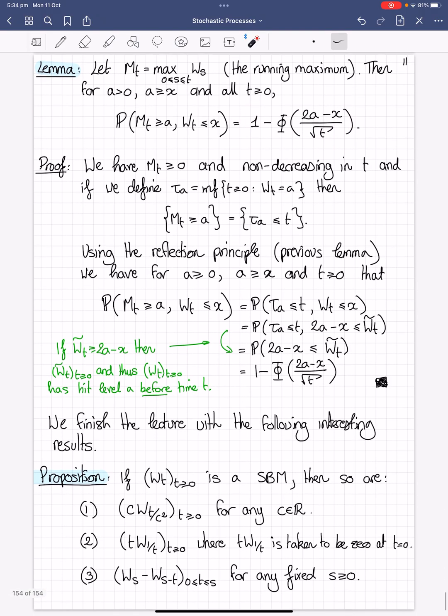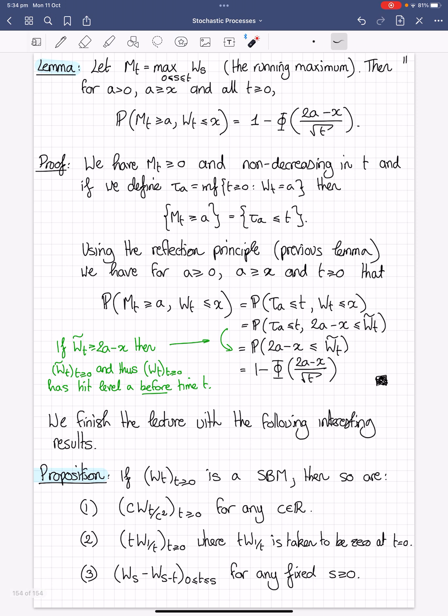So we finish the lecture with the following proposition that I'm just going to state, because I think these are interesting exercises to go through in tutorials and so forth. The proposition is as follows. If W_t is a standard Brownian motion, then if you take this process and multiply by c and then rescale time by c squared, so t over c squared, this is also a Brownian motion. So rescaling the Brownian motion this way also gives a Brownian motion.